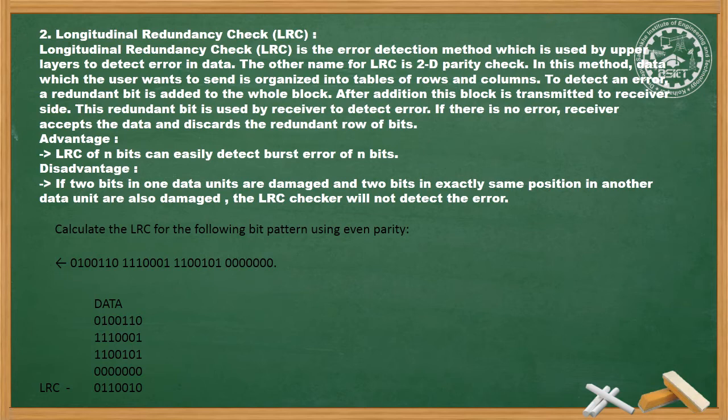It is using a block of data of rows and columns, and then we add a bit to the whole block. What are the advantages? LRC of n bits can easily detect a burst of n bits. And a disadvantage: if 2 bits in one data unit are damaged and 2 bits in exactly the same position in another data unit are also damaged, the LRC checker will not detect the error.